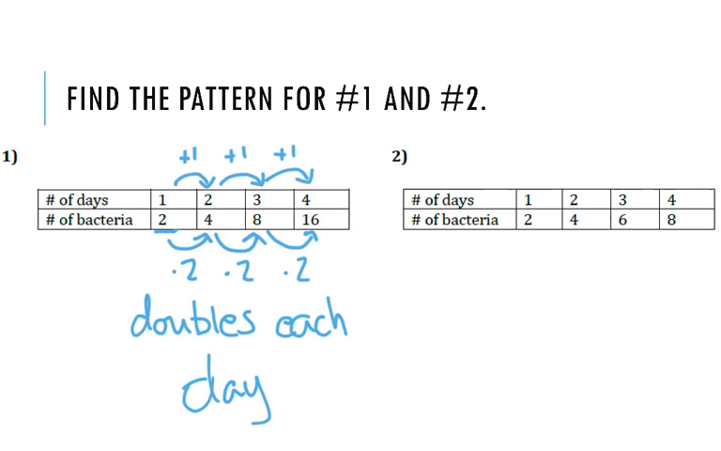Okay, number 2. Again, if we look at the top row, the number of days, we're incrementally going up by 1 day each time. So what's happening each day? The first day we're going from 2 to 4, which means we're adding 2 here, or possibly multiplying by 2 like the last one. But then we go from 4 to 6, which is a change of 2, which is adding 2. And then 6 to 8 we also see is adding 2. So our pattern here is that we are adding 2 each day.